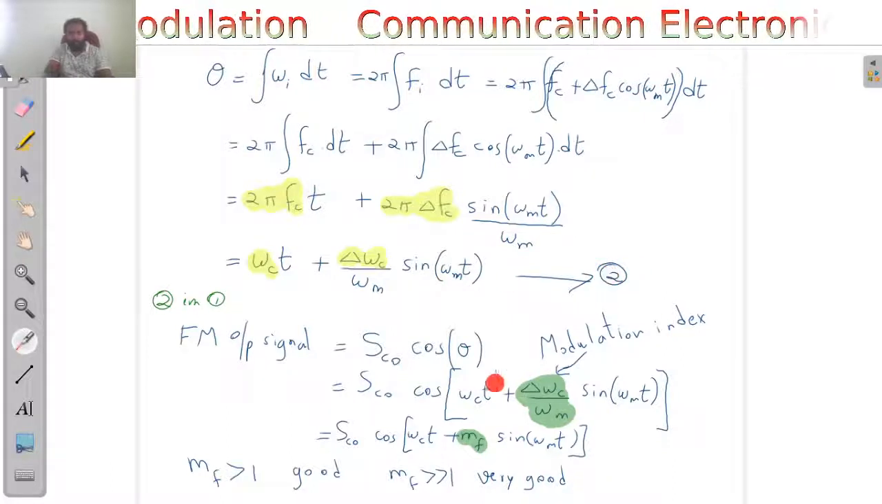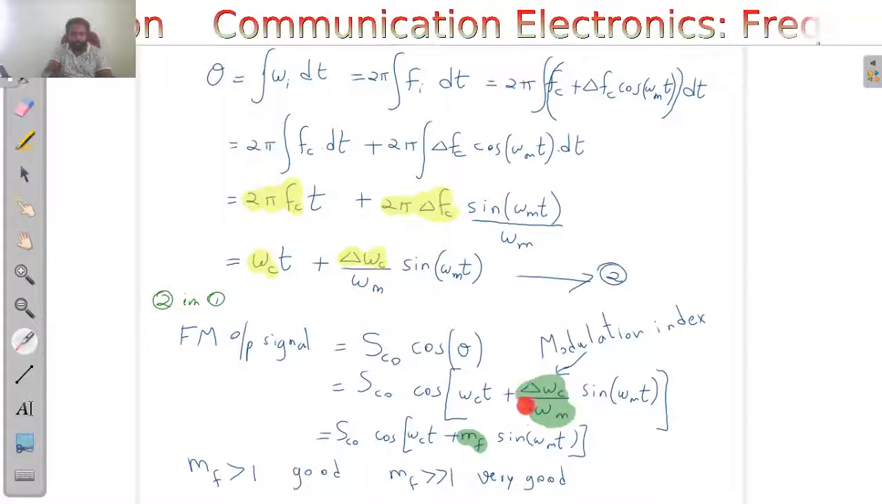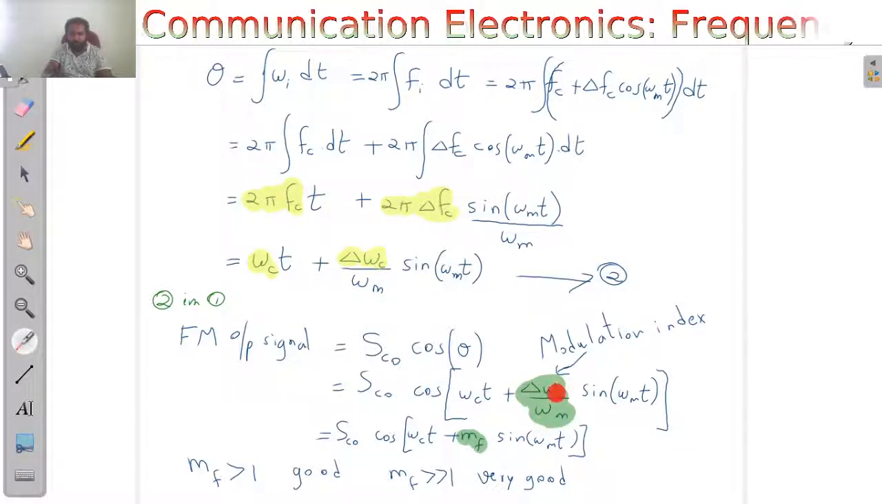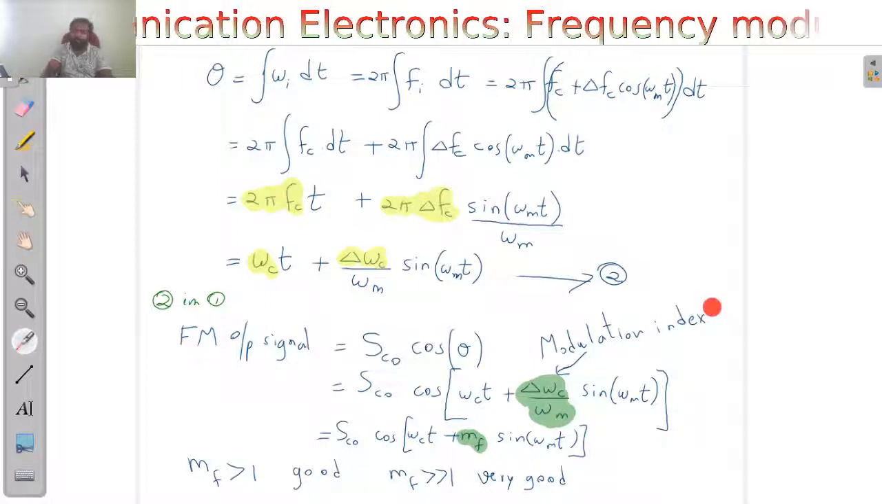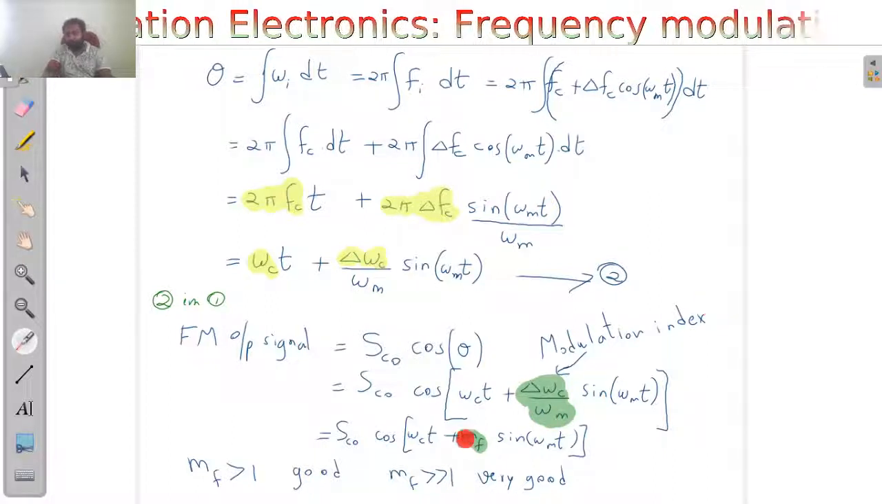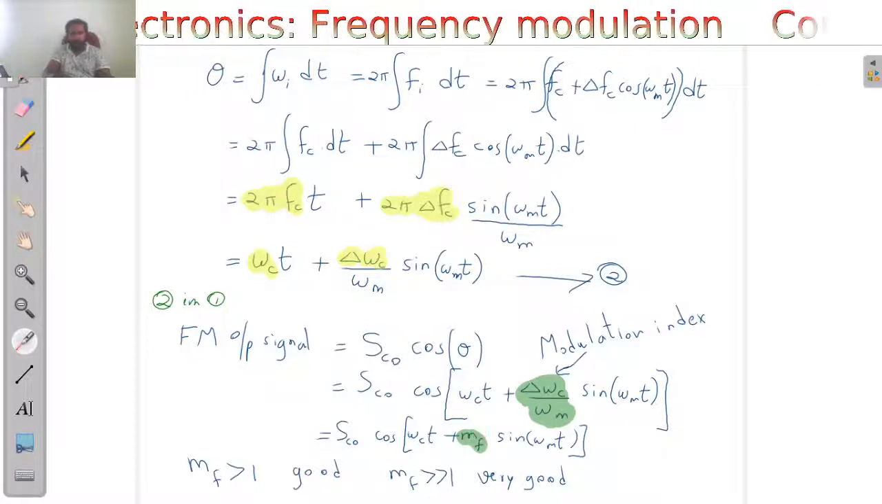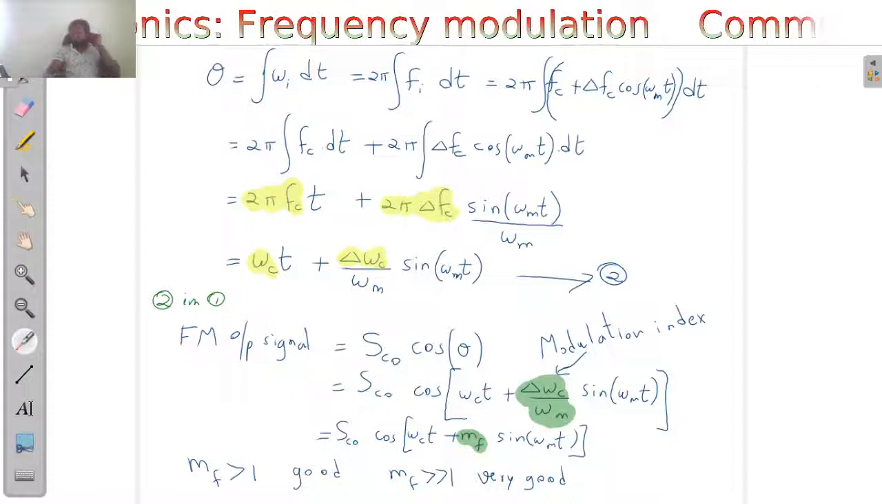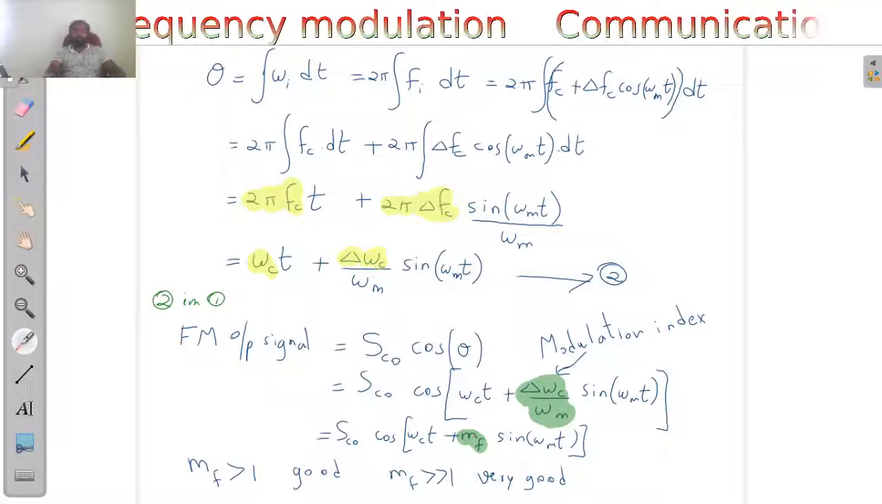So when I put this equation, I get something like this, and I can call this factor delta omega c by omega m as the modulation index of frequency modulation, I will be representing it by M suffix F. But in the case of frequency modulation, modulation index should be much higher.